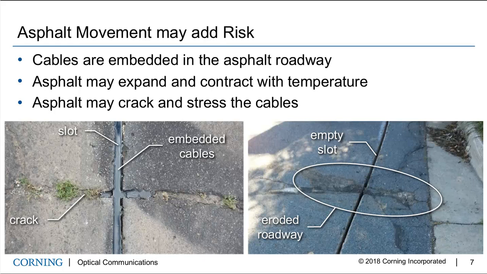So one of the key risks is the effect of asphalt movement on the cables and the resulting reliability implications. Cables are embedded in the roadway, but the road isn't really a static structure. It moves and flexes and changes over time. And so some of the defects are shown here in these photos.